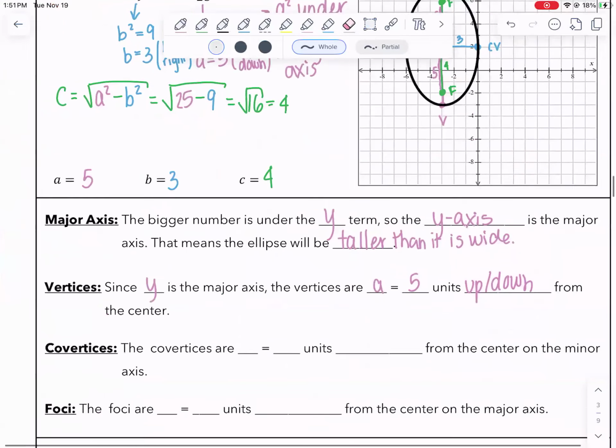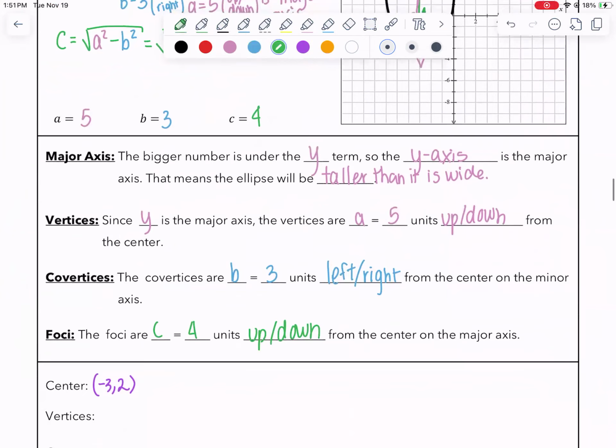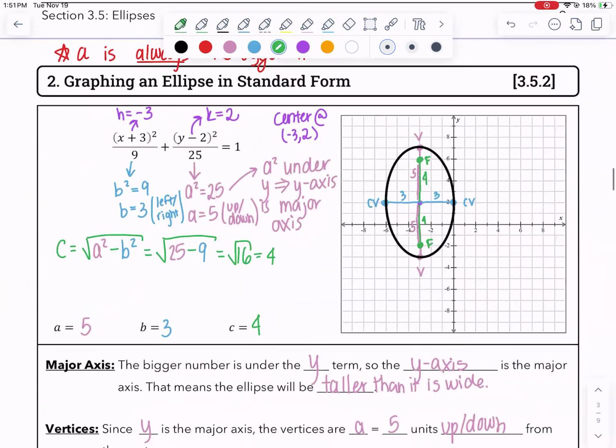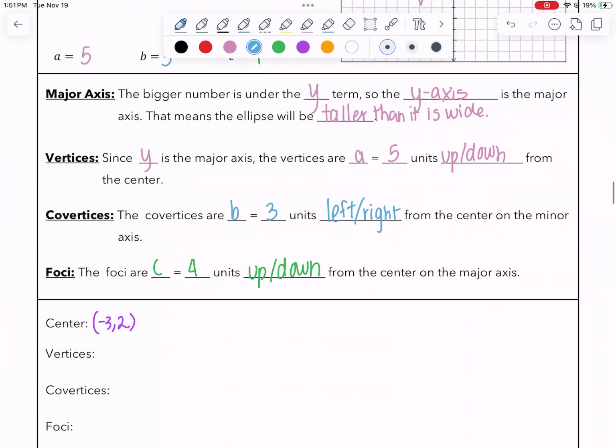So let's, I forgot to fill this out, of course. The co-vertices are b equals 3 units left slash right from the center on the minor axis. The foci are c equals 4 units, and they're on the major axis, which is going to be the y-axis, so they are up slash down. All right, the co-vertices themselves, we have the point (0, 2), and over here, this is the point (-6, 2). (0, 2) and (-6, 2) for the co-vertices.